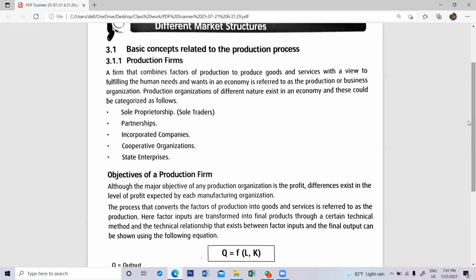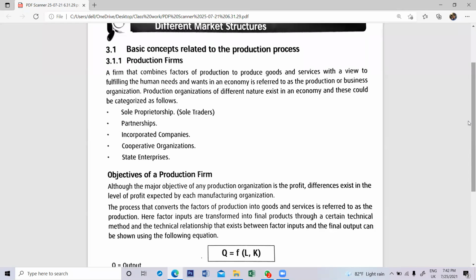So in the beginning, we will understand the number of organizations that exist in an economy. So these businesses may have a production function. Production function means they use a number of resources. Simply they organize factors of production such as land, labor, capital, and they make goods and services.